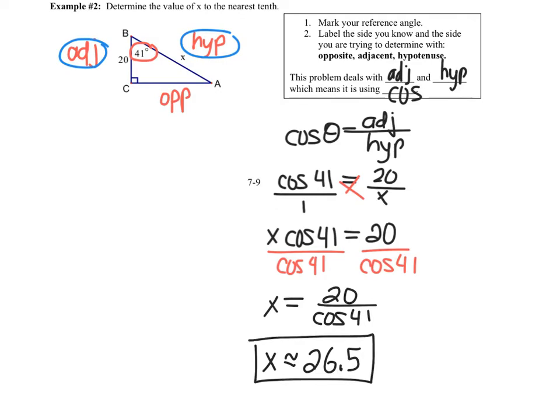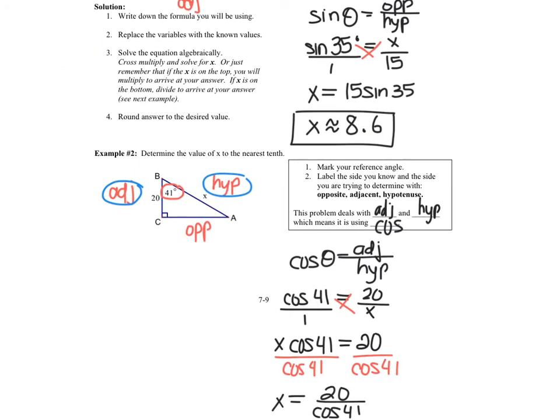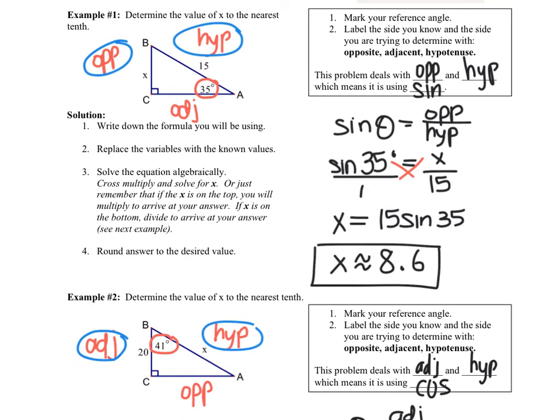Now, there was a little hint in example 1 that I want to look at. It tells us that we're going to cross multiply and solve for x. Now, here's a little trick. If the x is on top, you will multiply to arrive at your answer. So in this case, when I cross multiplied, I had x on top and I just had to multiply the 15 by the sine 35. It was one clean step.